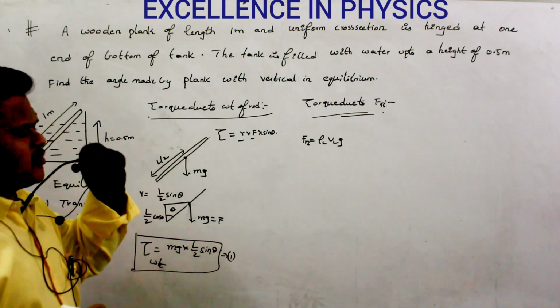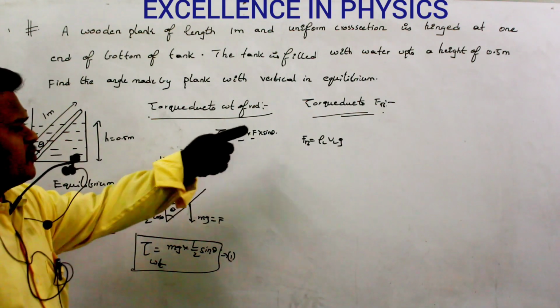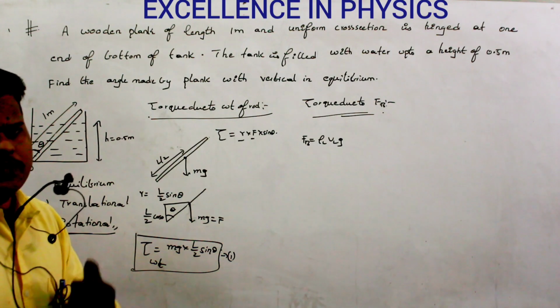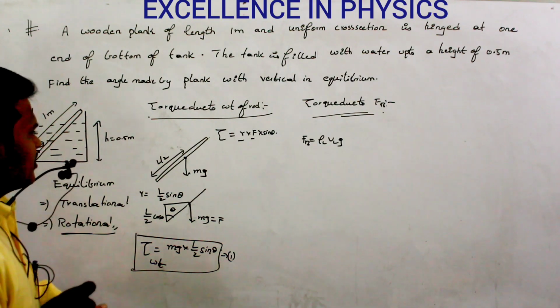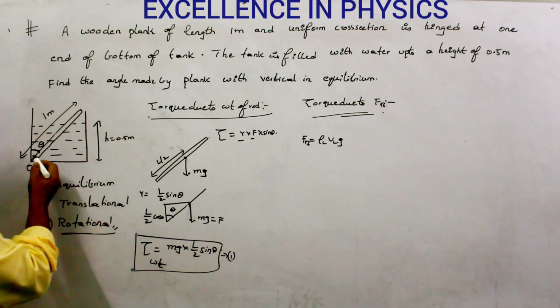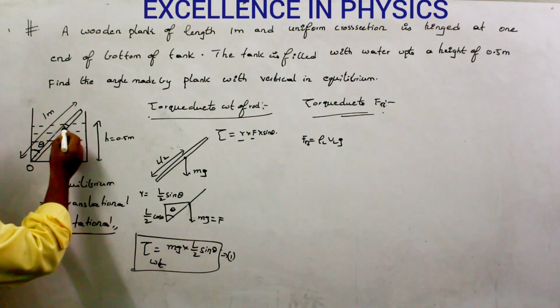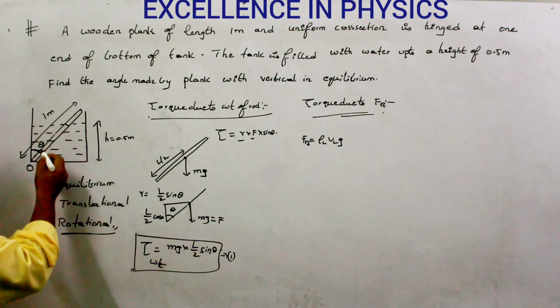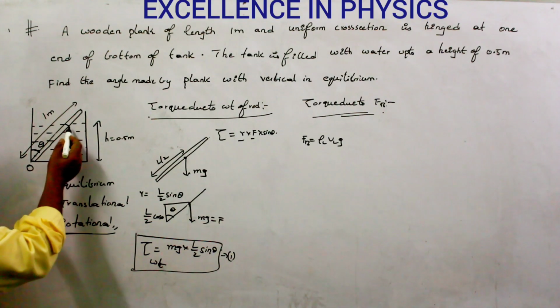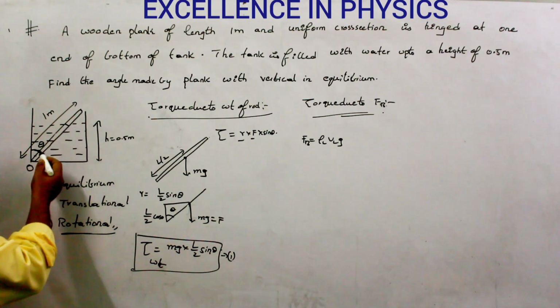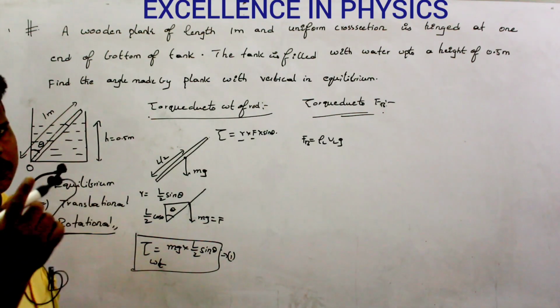So only that much volume is displaced, and that much volume will give the force of buoyancy in the upward direction. It means that, of the rod which is displaced, only this much part of the rod is inside the water. So the force of buoyancy will act exactly at the center of this submerged part of the rod.